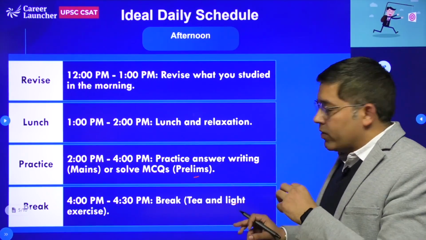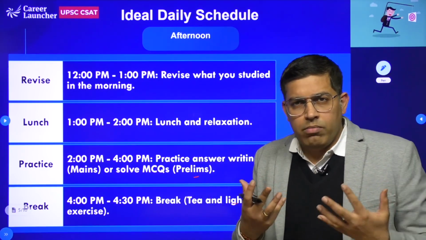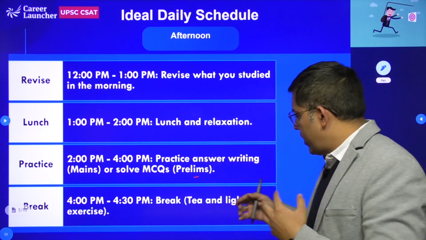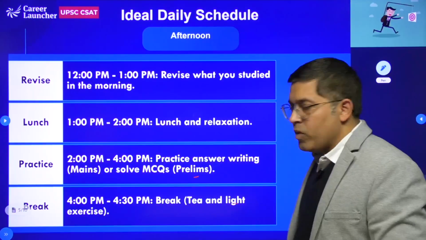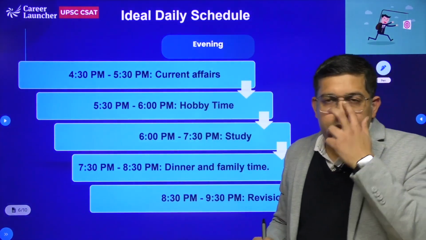At this break, you can take tea because you feel sleepiness after your lunch. So that should go away because now the study time is coming back. And you can do some kind of light exercise to rejuvenate yourself. So after your tea break, you should start with current affairs for 60 minutes.